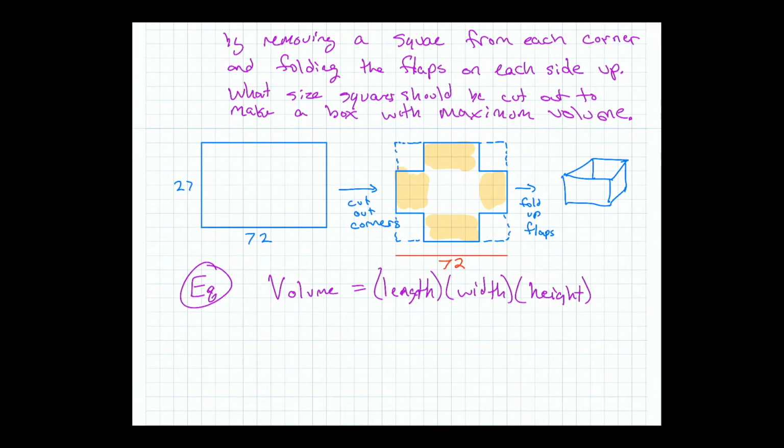So let's say that this distance is x, and this distance is x, and this one's x, and this one's x, and this one's x, and this one's x. Those are all x. Okay? So then, if you think about it, what is this distance then?